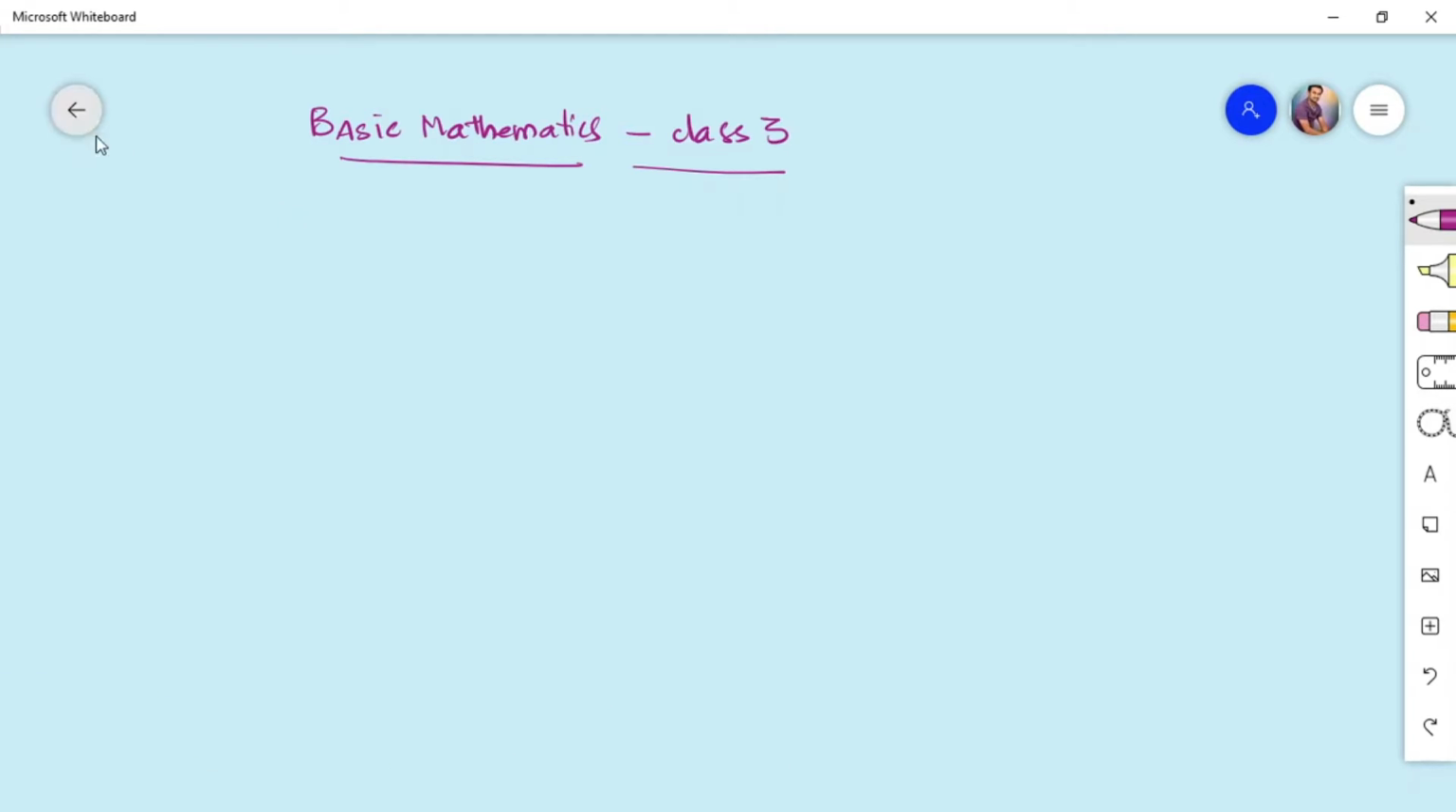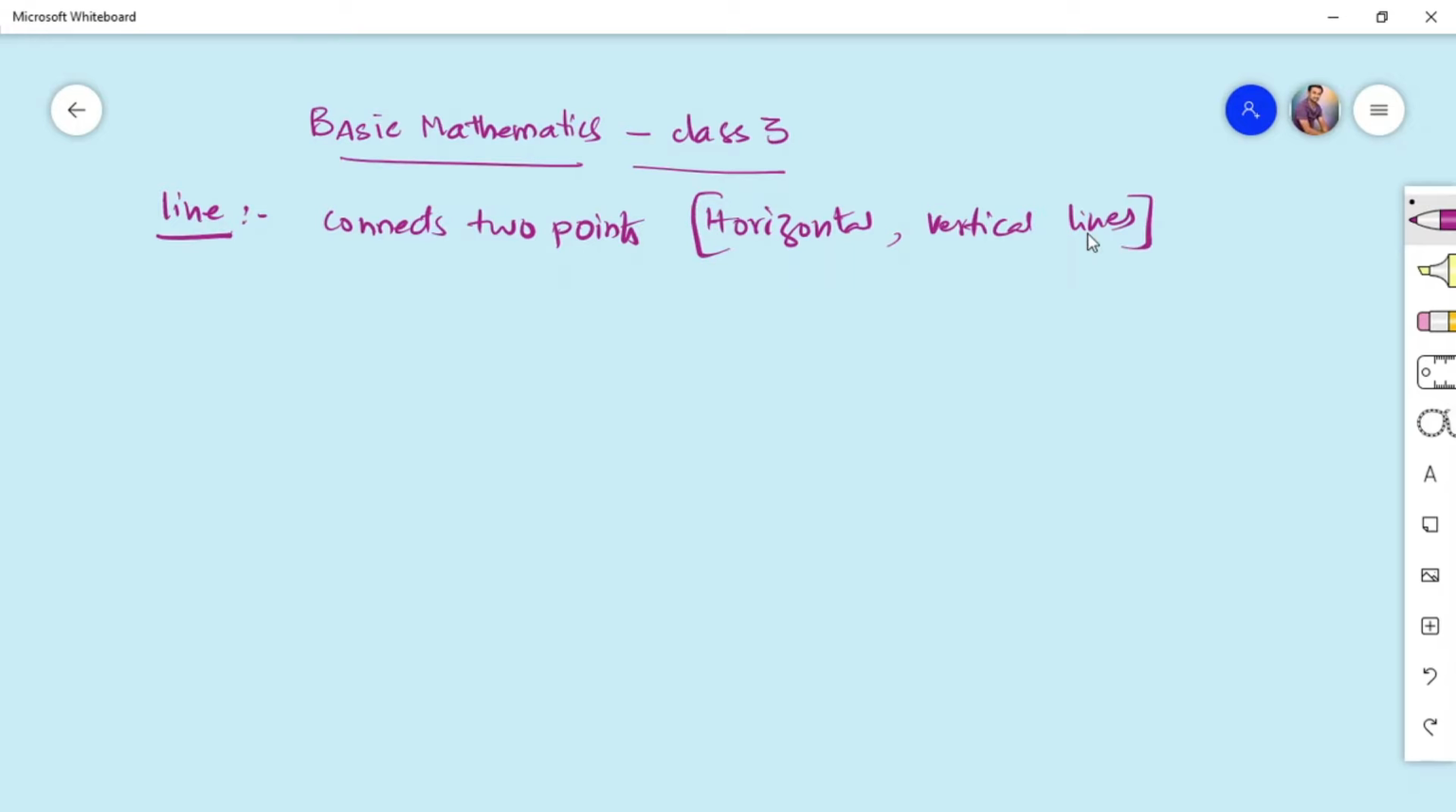What is a line? A line is nothing but something that connects 2 points. So we have horizontal lines and vertical lines. And apart from these two, we have parallel lines and perpendicular lines.